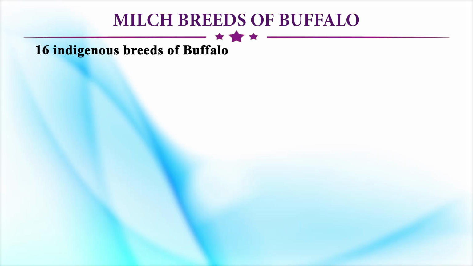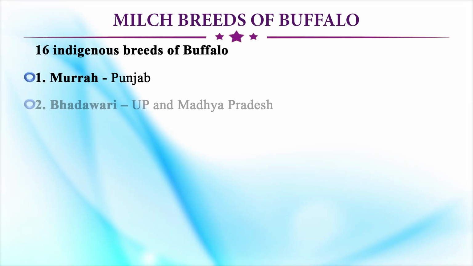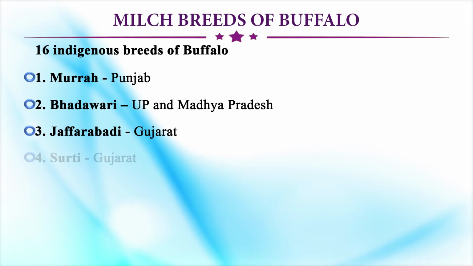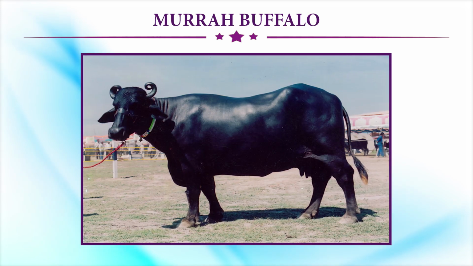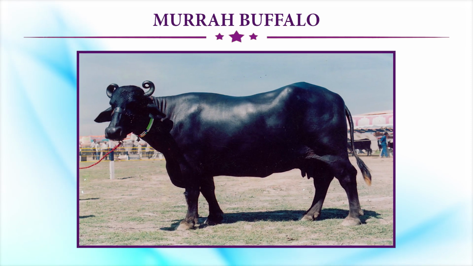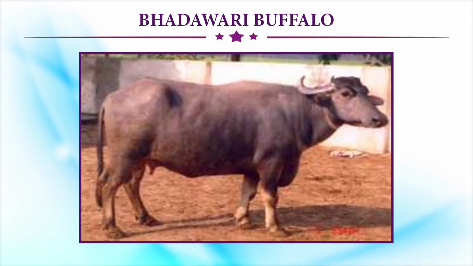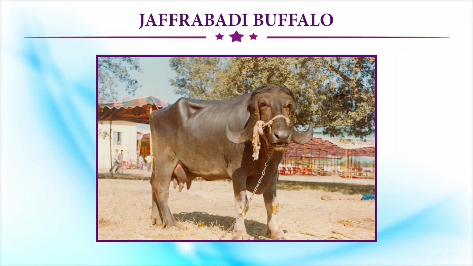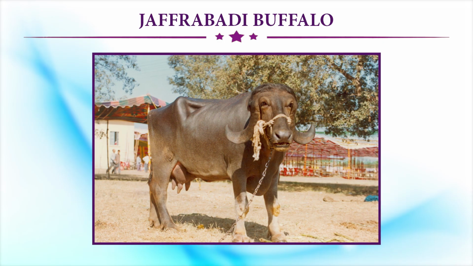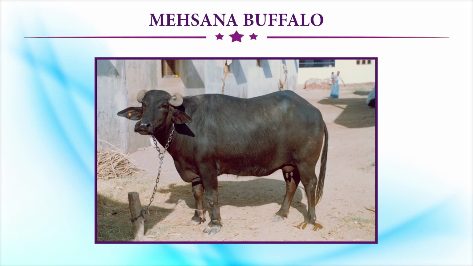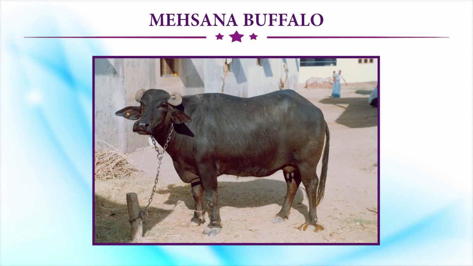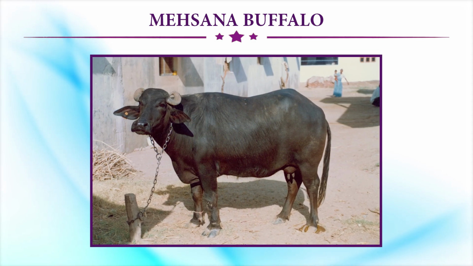Now, what are the different milk breeds? Let us see. We have the Murrah buffalo, Bhadawari, Jafarabadi, Surti, Mehsana, Nagpuri. See the diagram, see the picture of, let us say one, this is our Murrah buffalo, this is Bhadawari buffalo, then Jafarabadi, Surti buffalo, Mehsana buffalo. So, these are some of the buffaloes in our country and good breeds are there.